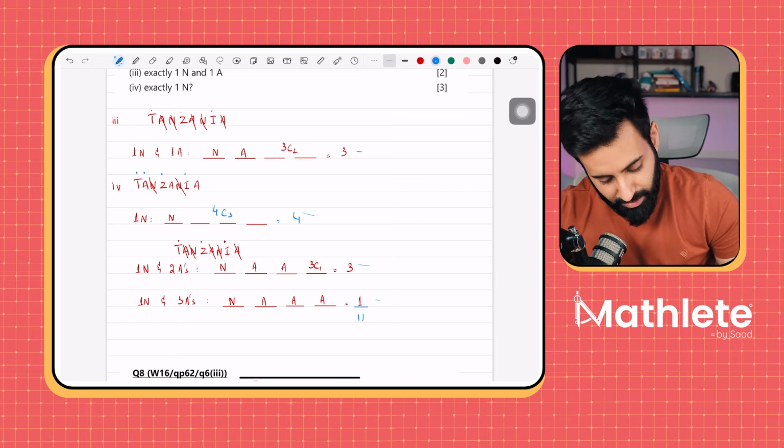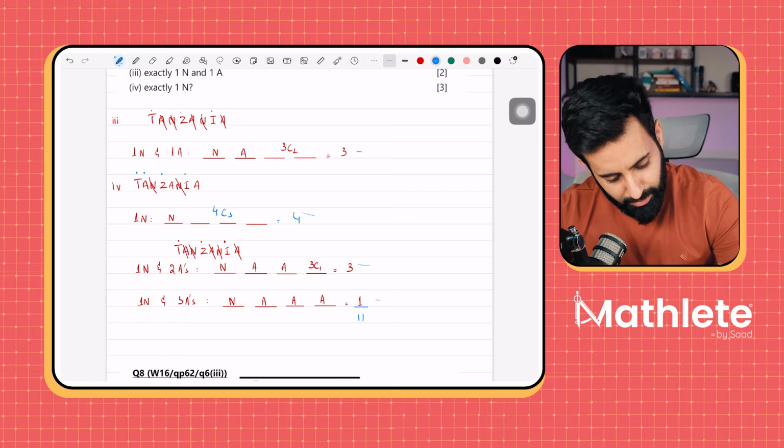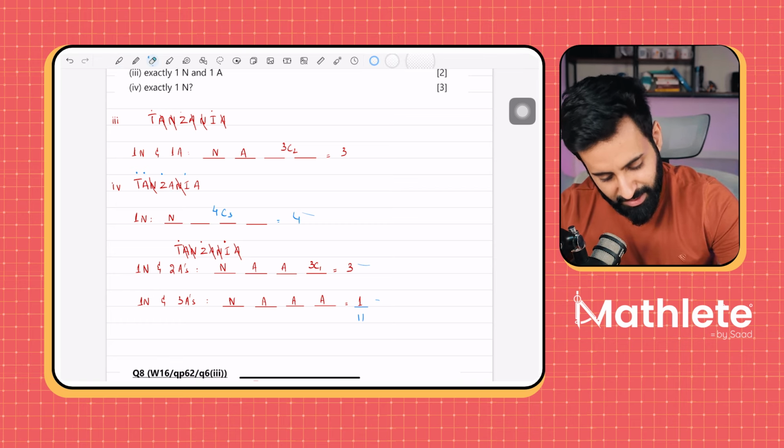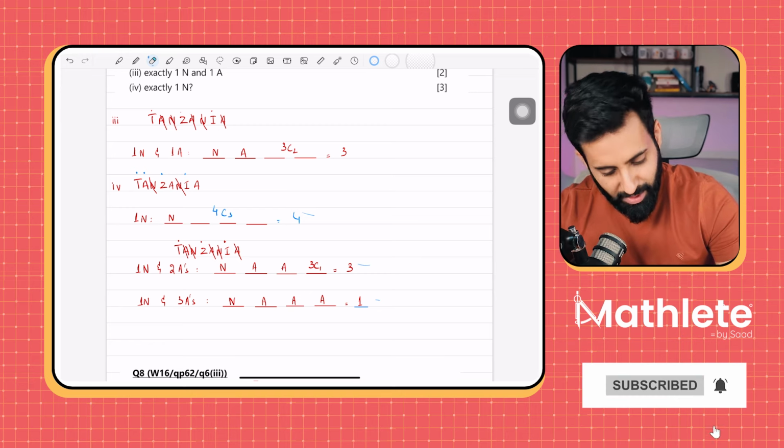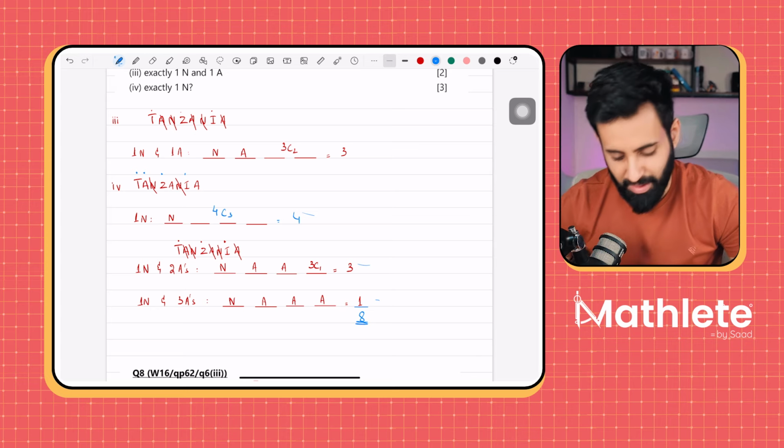Let's see if that's the correct answer. No, wait. Okay, we weren't supposed to consider this 3. This is from the last question. Okay, so the answer is 4 plus 3, 7, 7 plus 1, which is equal to 8. So the final answer is, in fact, 8.